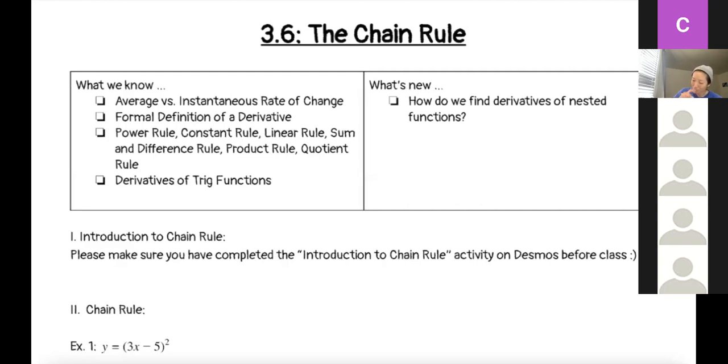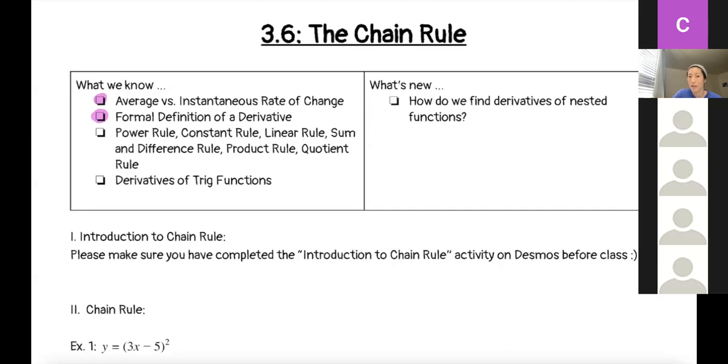Okay, so what do we know? We know that we have our average versus instantaneous rate of change. We've drawn that picture several times already. We've talked about the differences and the similarities. We've looked at the formal definition of a derivative. That's that really long formula with the limit as h approaches 0. And that's one way to find the instantaneous rate of change.